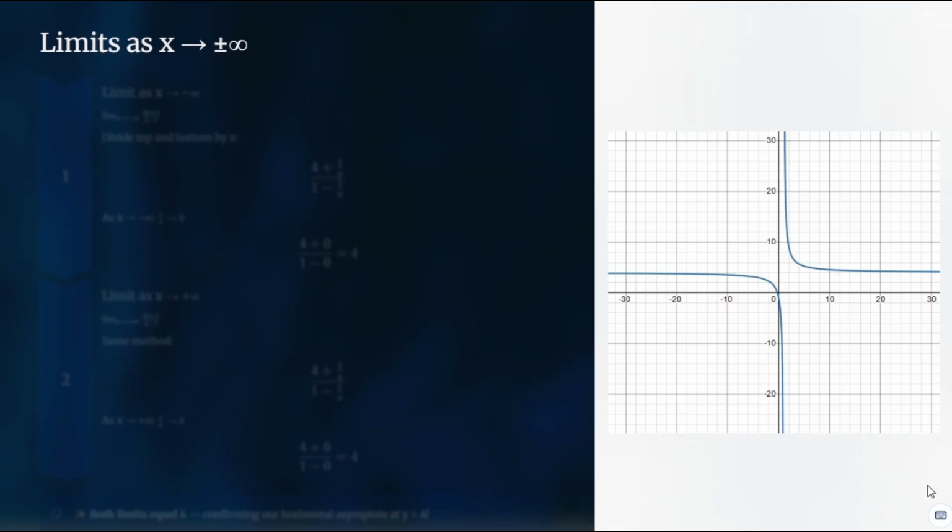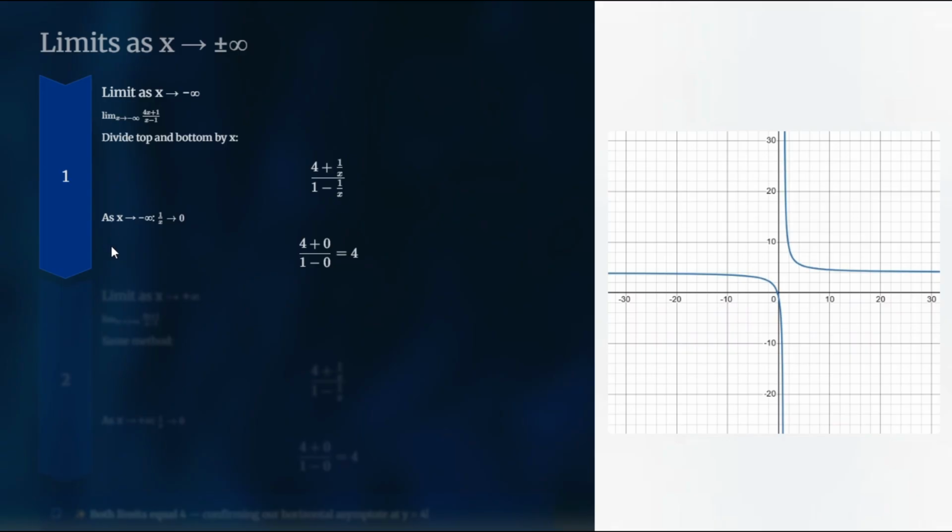First, let's evaluate the limits as x goes to plus or negative infinity. As x approaches negative infinity, in order to solve, we will divide both top and bottom by x. If we perform the same operation on the numerator and the denominator, our function is still equivalent. So if we divide 4x by x, that will be equal to 4, plus 1 divided by x is 1 over x. Similarly, for the denominator, x divided by x is 1, minus 1 divided by x is 1 over x.